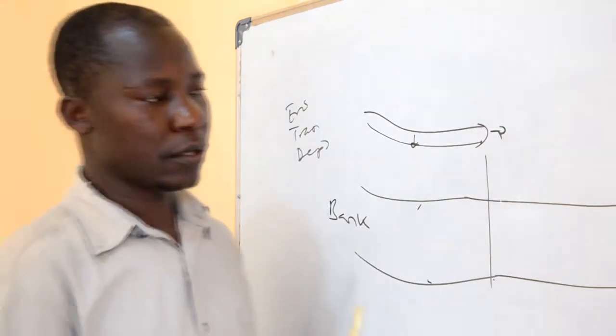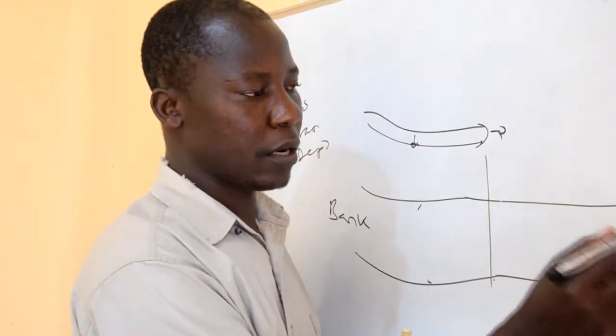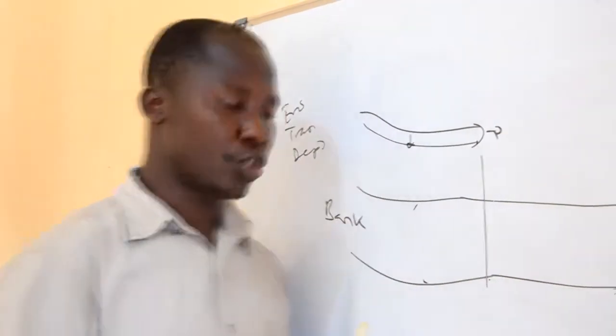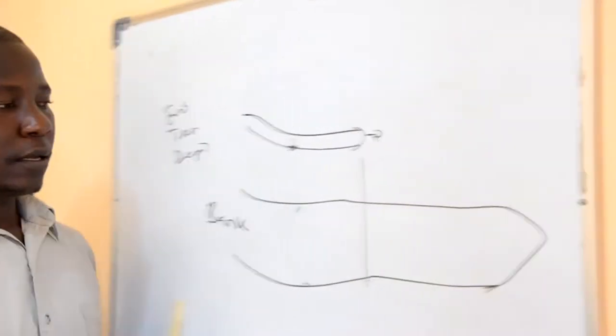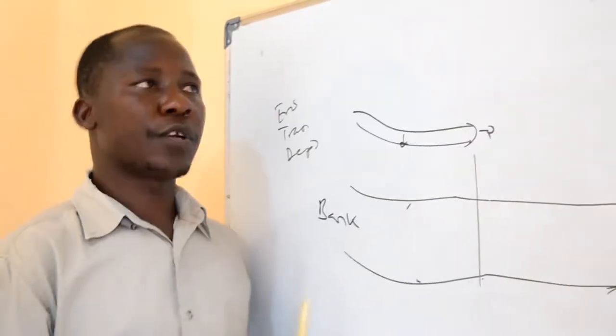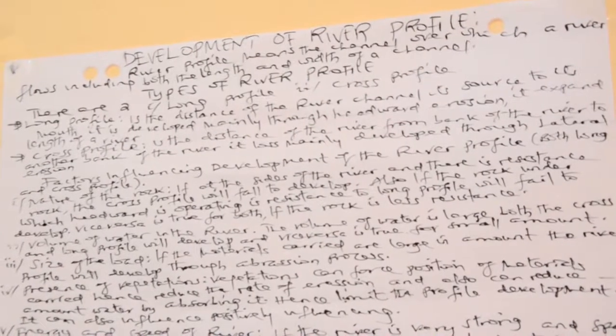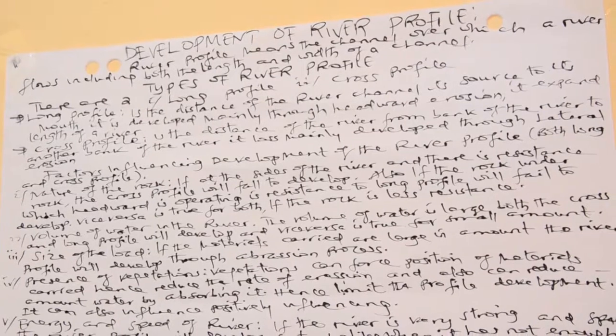But most of you think that bank is the area of deposition. Hence, river profile means the channel over which a river flows, including both the length and width of the channel.